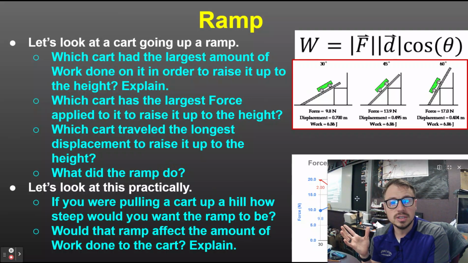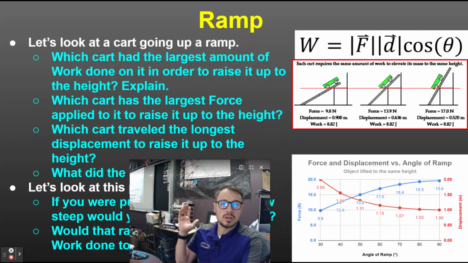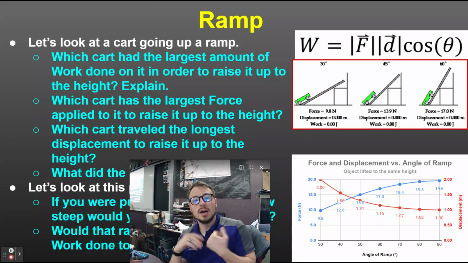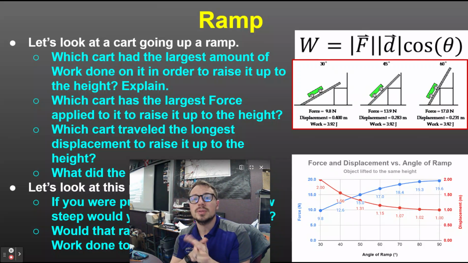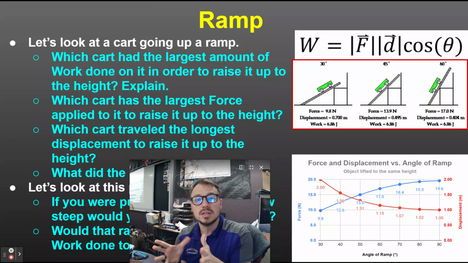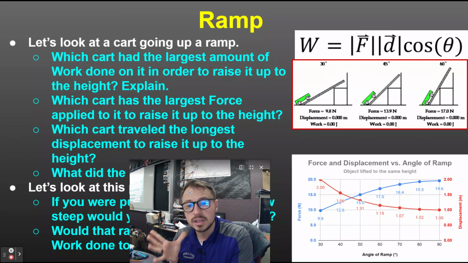So what I want you to see is that if we look at this, right, you know the cart. I'm pulling the cart up to the same height. The same amount of work is done because it's going to have the same amount of gravitational potential energy at the top of the ramp. It doesn't matter how shallow or steep that is, even if it goes straight up, the work is the same.